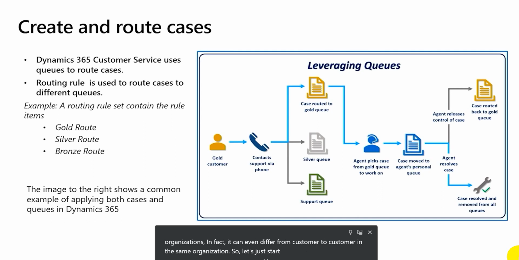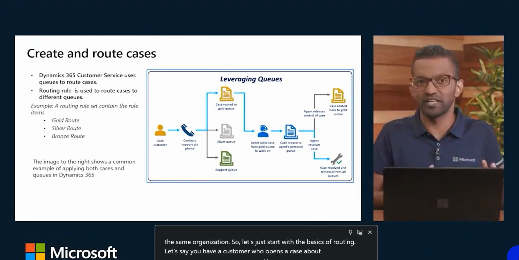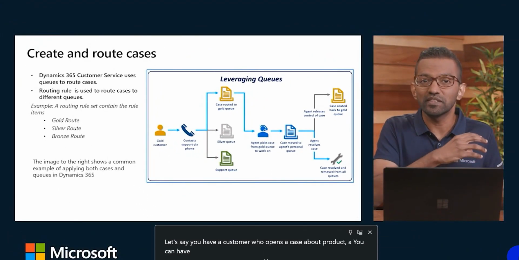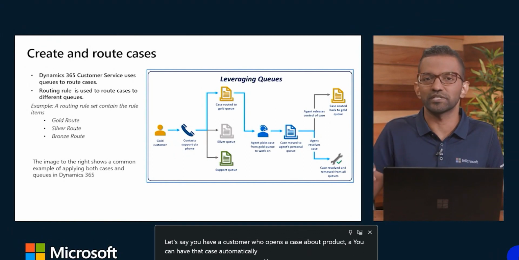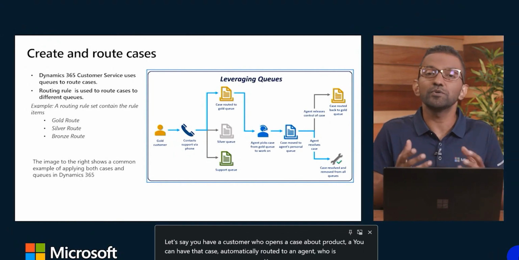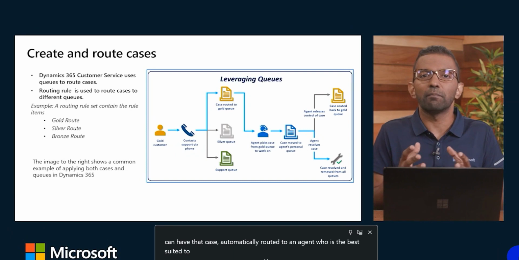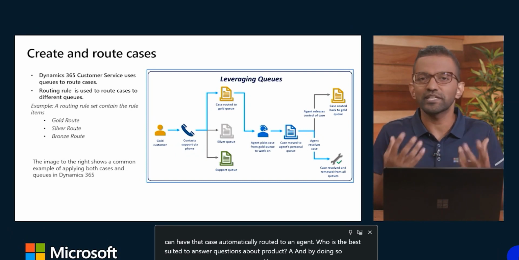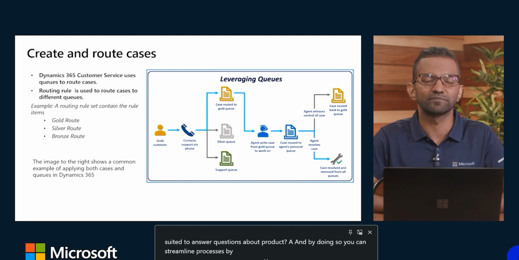So let's just start with the basics of routing. Let's say you have a customer who opens a case about product A. You can have that case automatically routed to an agent who is the best suited to answer questions about product A. And by doing so, you can streamline processes by ensuring qualified agents are working on the case. In this way, you get the quickest answers and the best answers.